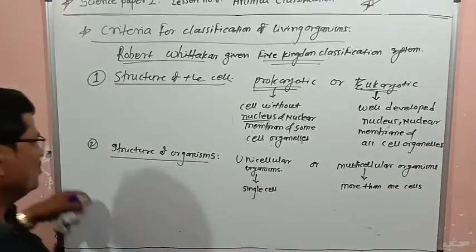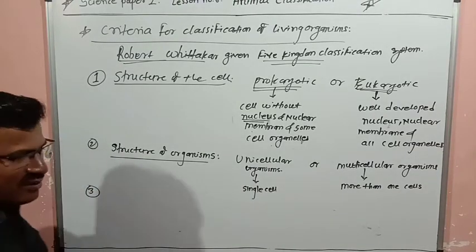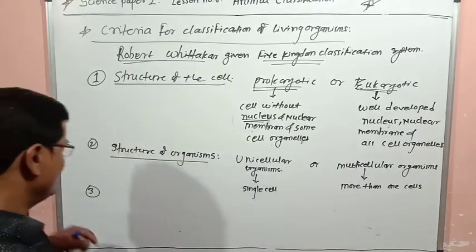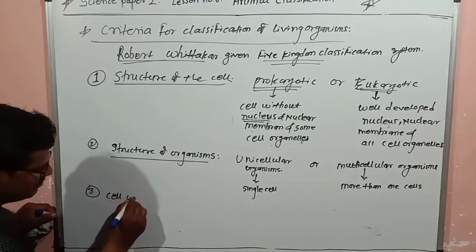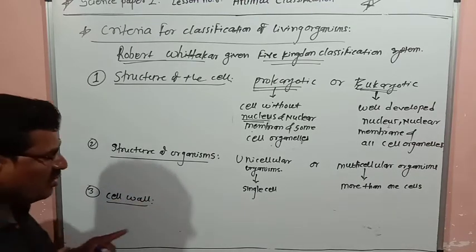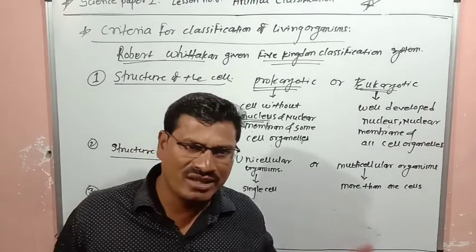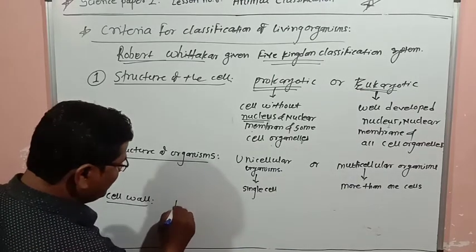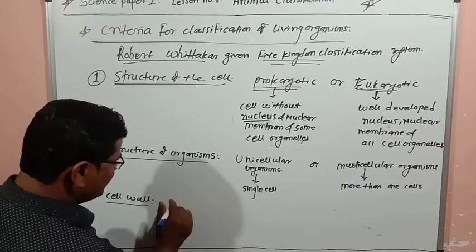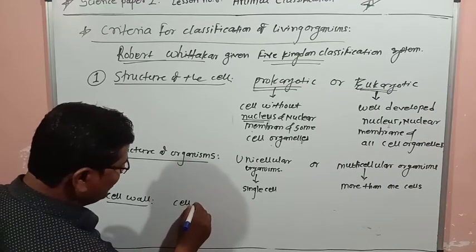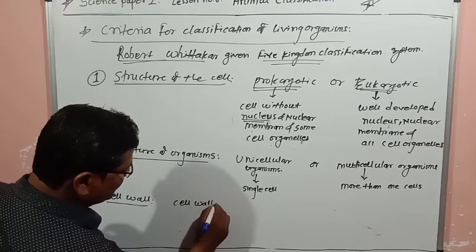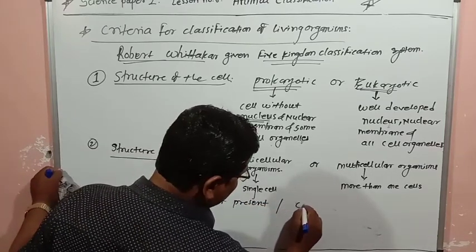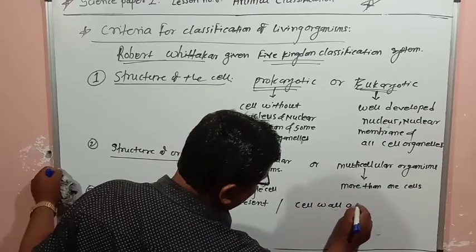Then the third point we are going to consider for the classification is their cell wall. Either the cell wall is present or absent. Either cell wall is present in that organism or in that cell, or it is absent. Organisms are classified according to whether the cell wall is present or absent.